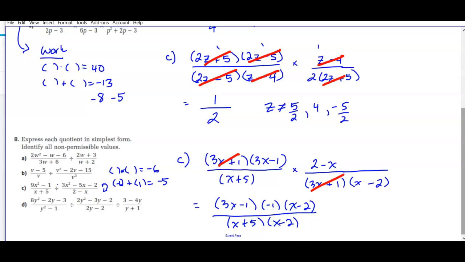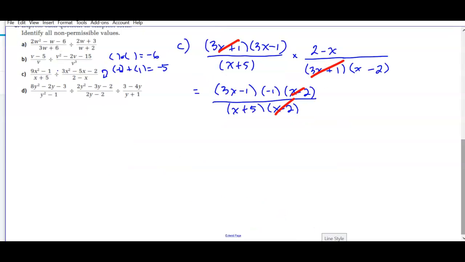Okay, and now I can divide those out. And so my final is going to be negative bracket 3x minus 1 over x plus 5. Again, you can keep brackets in the denominator. You can keep that out front, up top, or out front. Just make sure it's in brackets if it's up top like this.